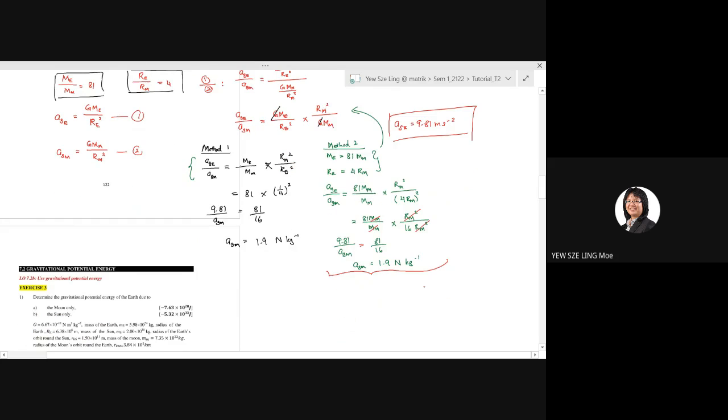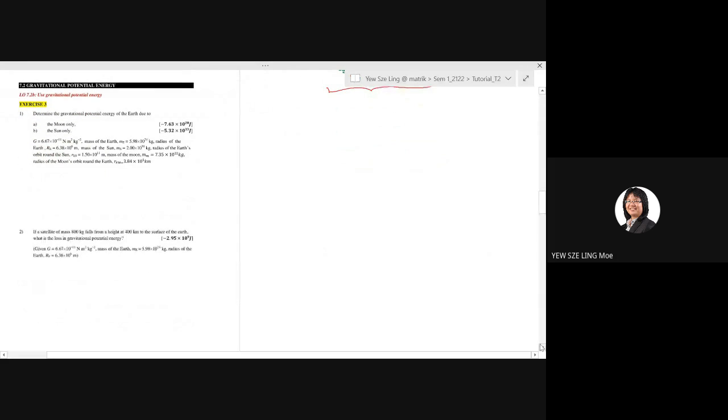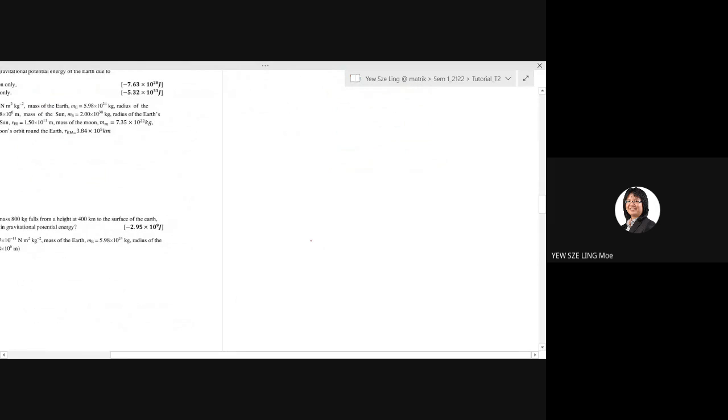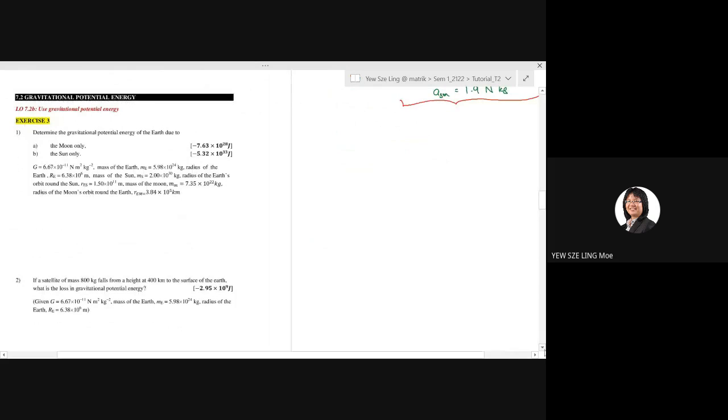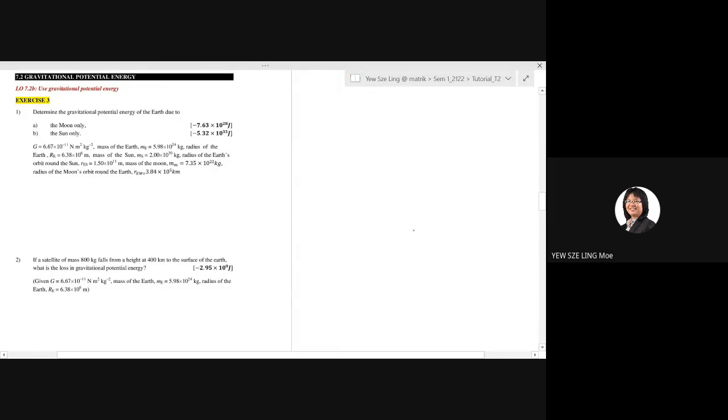Alright, so let's look at 7.2. Seven point two, gravitational potential energy. So what is gravitational potential energy? It means the work done needed to place another object inside the gravitational field of the other object.